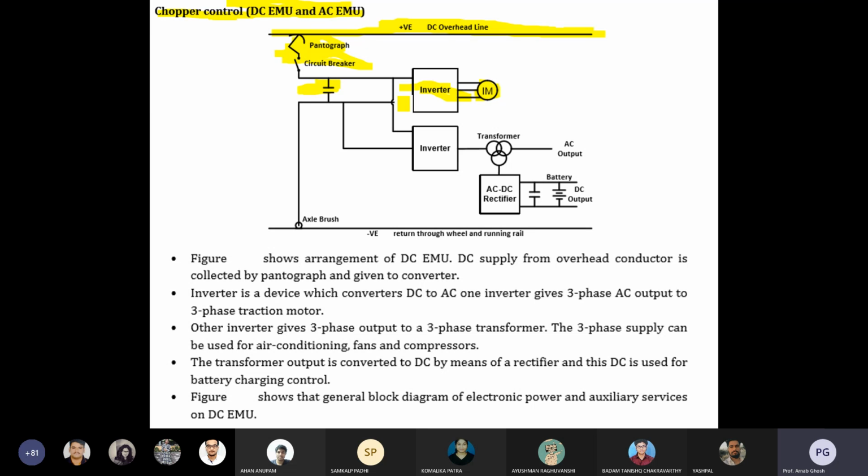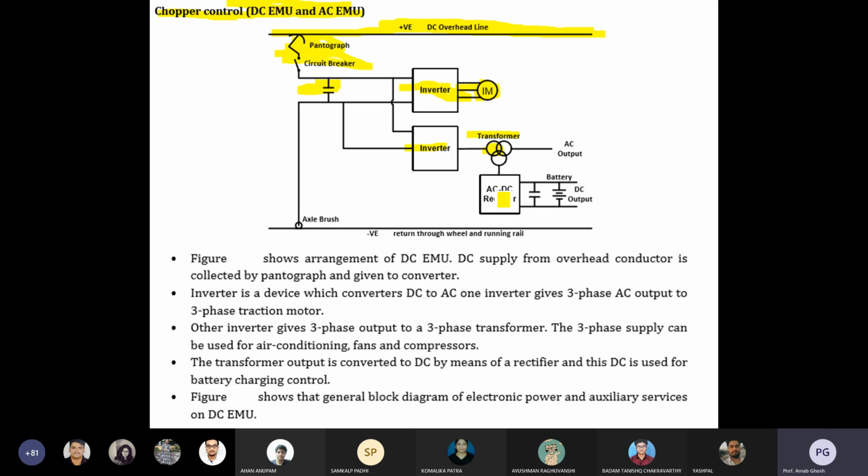Then what you are observing is that inverters are there. For the traction purpose, another inverter is there. That is used for the transformers. So DC to AC conversions are there in the transformer.